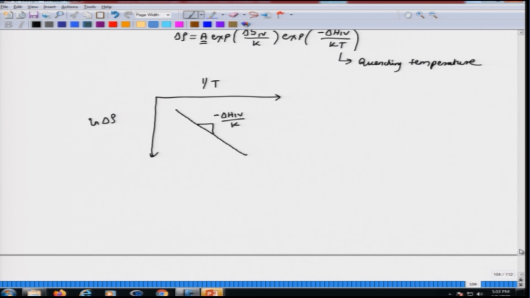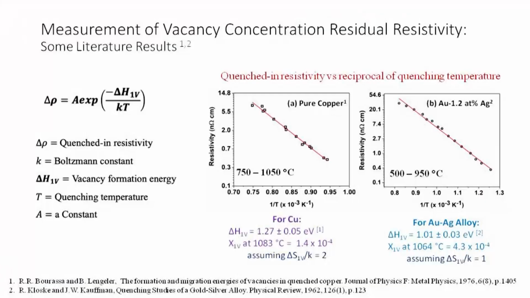So, let us look into some of the literature data. I have shown the results from a couple of papers here. The first one is from Bourassa and Lengler, who measured the vacancy concentration by residual resistivity measurement in pure copper, and they used the quenching temperature in the range of 750 to 1050 degree centigrade. You can see a nice straight line fitting is obtained, and they measured delta H 1 v to be 1.27 electron volt for copper. With this, if we determine x 1 v at the melting temperature of copper, it comes out to be around 1.4 times 10 to the power minus 4.